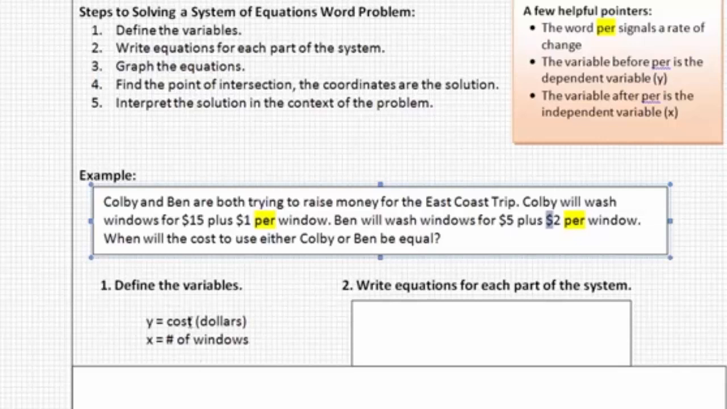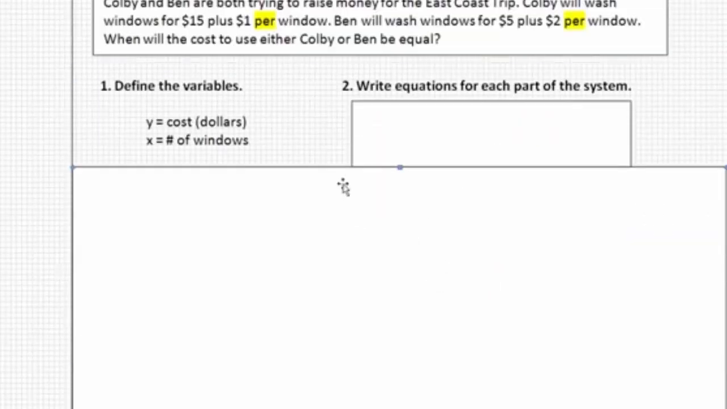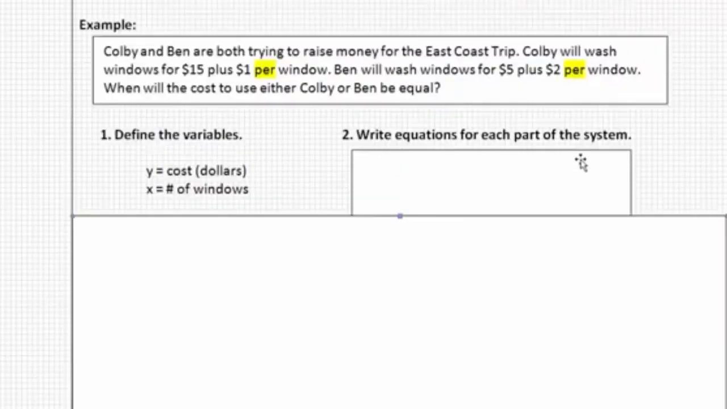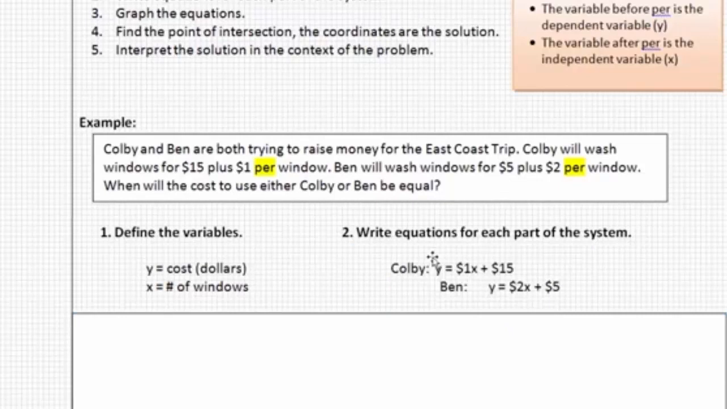So now that I've defined the variables, I'm ready to write the equations. Take a moment before I show it and, pausing the video if you need to, see if you can write an equation. Our two relationships are Colby and Ben. So how much is it going to cost to hire Colby? We want an equation for that. And we want an equation for how much it's going to cost to hire Ben. So again, pay attention to our helpful pointers here. Per is our rate of change. For Colby, it's $1 per window. And for Ben, it's $2 per window. And then we have some additional charges for each of them. So let's take a look and see how you did at writing those equations.